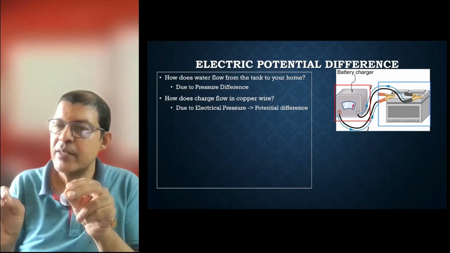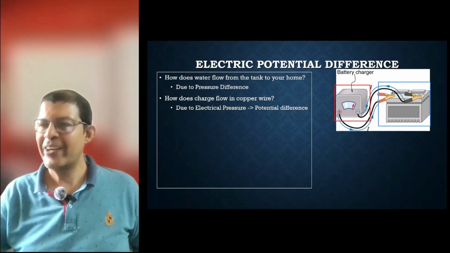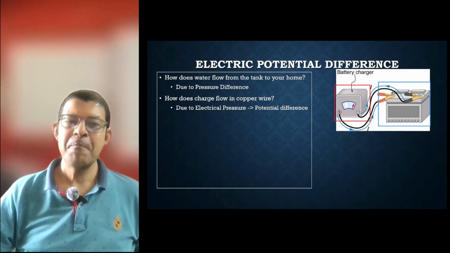The copper wire is put there. Then the flow of current will take place from the positive to negative terminal. Now you have to use a resistance so that the battery doesn't get short circuited. Okay.